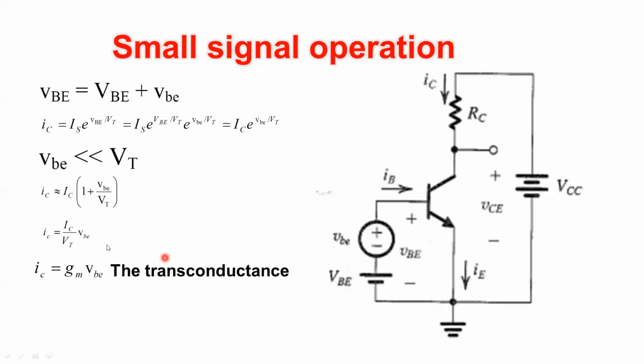Now, in the BJT, we have a relation between IC and VBE. The slope of this relation is gm, the transconductance, which is equal to IC over VT. So this is a very simple AC analysis for our BJTs. Let's now see how we can use this AC analysis in order to study the BJT working as amplifiers.